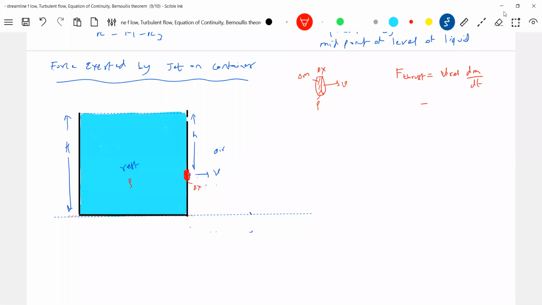We'll agree on this. With what speed is it projected? The container is at rest. So then what is the velocity of the ejected fluid? It should be V. So this V relative is in fact V, because the container is at rest. Then dm by dt. What is dm? Mass of that small element. That should be equal to delta m equals rho times the area of cross section of the hole. What is small a?